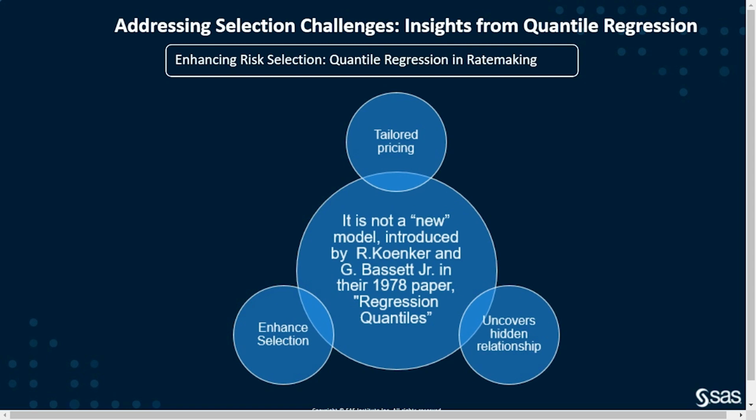Quantile regression offers a versatile approach to modeling insurance risks, enabling refined risk selection by examining the relationship between variables across the entire distribution of claim outcomes. By analyzing multiple quantiles of the response variable, this technique can reveal patterns and associations that might be missed by traditional mean-based regression models, so regression models that are working only on the mean of the distribution.